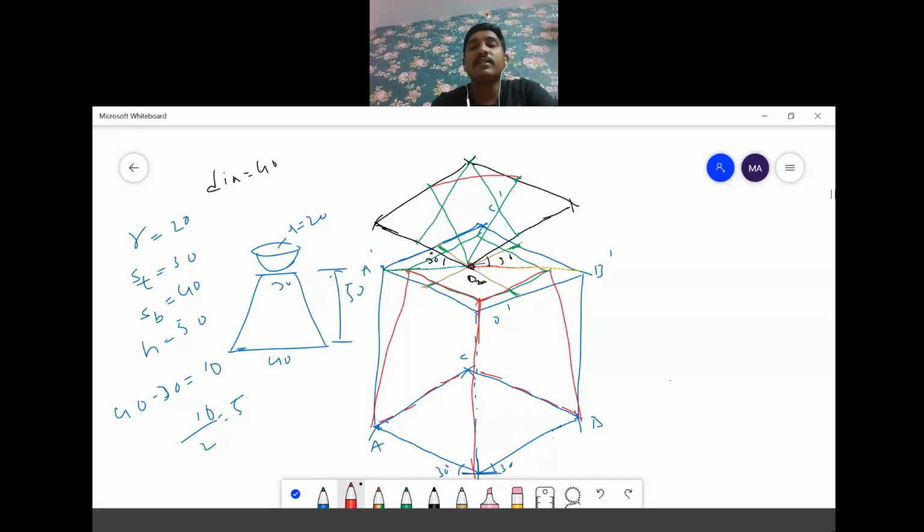This as a center, this as a radius, I am drawing an arc. Again, this as a center, this as a radius, I am drawing an arc. It will form a circle here.